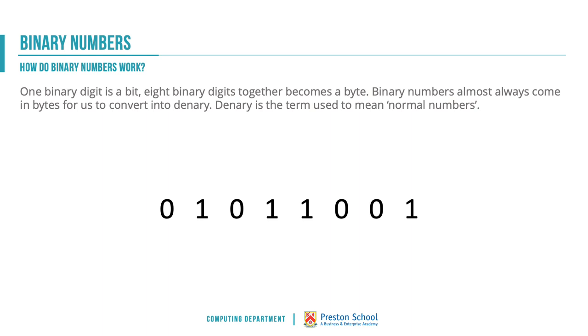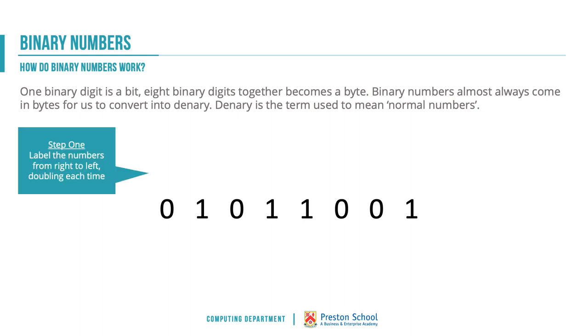1, 2, 3, 4, 5, 6, 7. Those are all examples of denary numbers. So, let's look at the binary number 01011001. That is a byte of information, one byte. How would I convert that to denary?